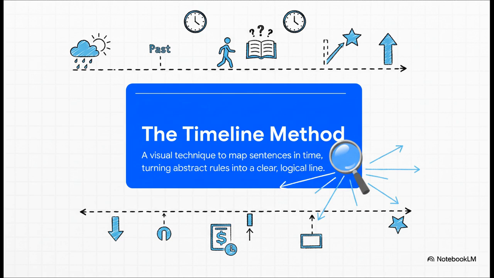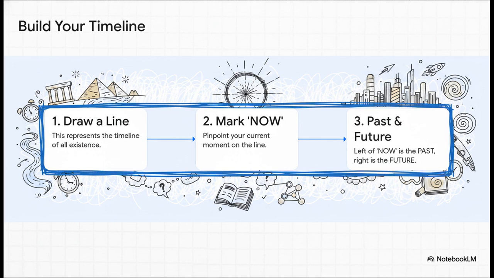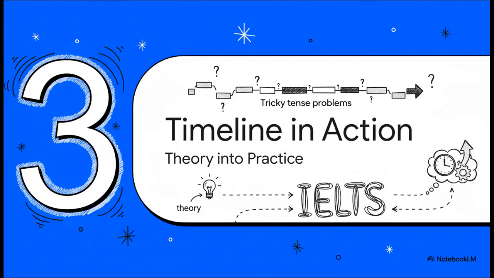It's a game changer. And making one couldn't be easier. Seriously, you just draw a line. Right in the middle, you put a little marker for now. That's the present moment. Everything to the left of now is the past, and everything to the right is the future. That's it. This simple little tool is the foundation for mastering every single English tense. So, how does this simple line solve those super tricky tense problems? Let's put it into action.